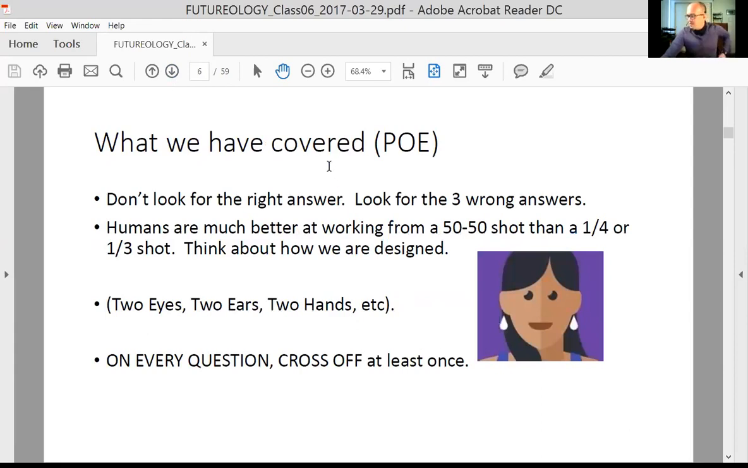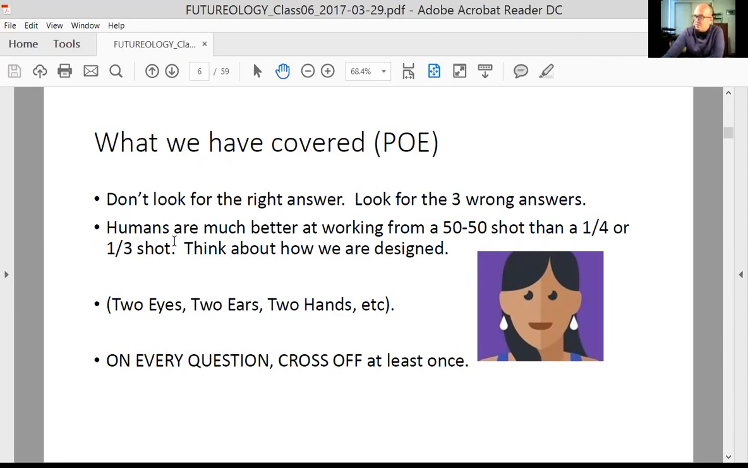I also want to talk just for a moment about what we have covered before. One of the most important things is POE. This is to be used on the entire test, either ACT or SAT. You must always try to cross off the wrong answers. Don't look for the right answer. Look for the 3 wrong answers.